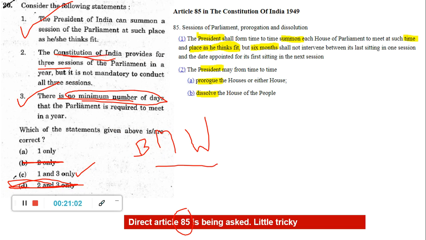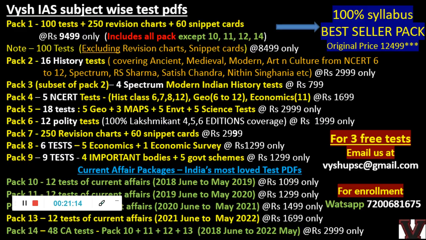They don't mention 3 sessions. They just say that at least once every 6 months you have to meet. So it is not mandatory to conduct all 3 sessions. So this second statement is wrong because the first part itself is wrong. It does not provide for 3 sessions. So that was the answer. 20 questions are discussed.